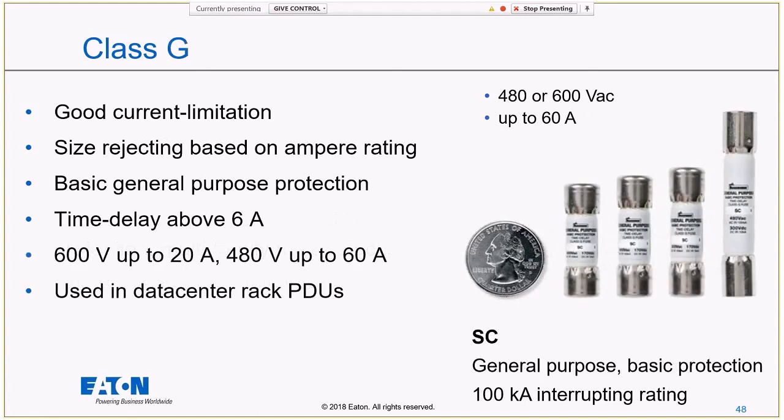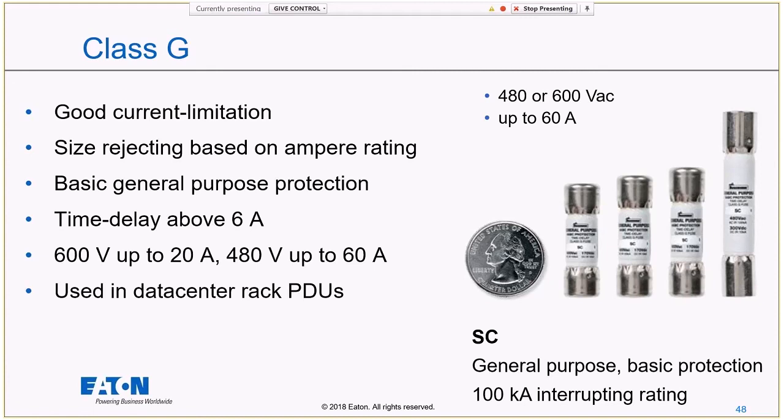Class G fuses are kind of the same way. Class G fuses are a very, very niche product. I see the vast majority of these in data center PDUs. So lots of these in data center PDUs. If you don't work with many data centers, then you probably don't see too many Class G fuses. They are used in a couple of specialty heater applications. It's sort of the only other time we see them, but these are your small guys, 480 volt or 600 volt up to 60 amp, general purpose, basic protection, 100K interrupting rating.